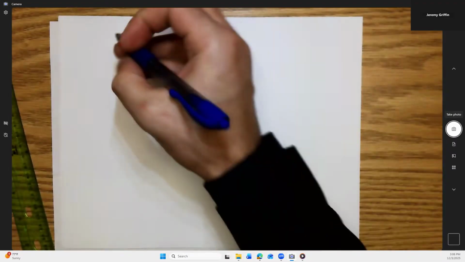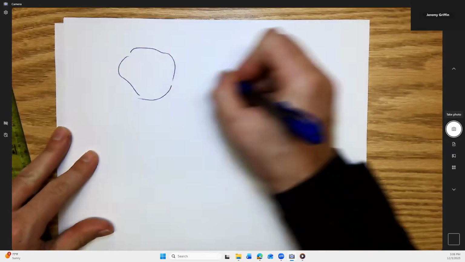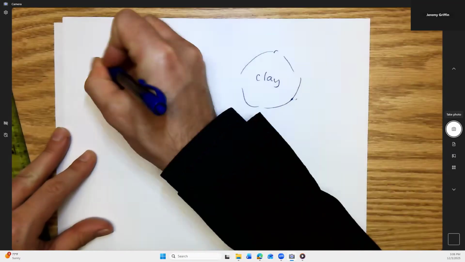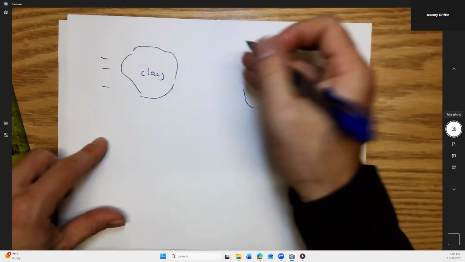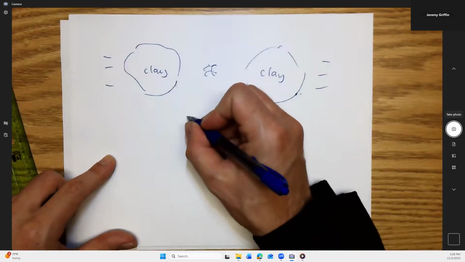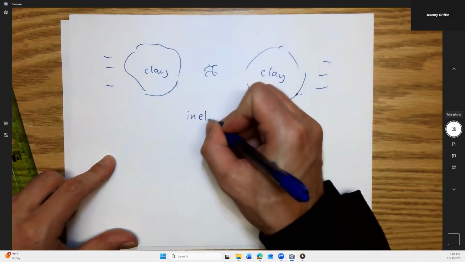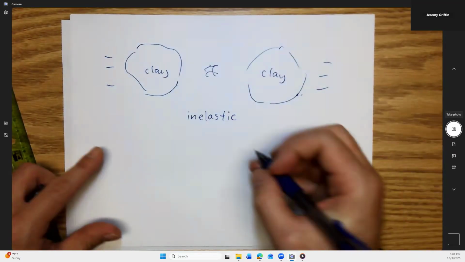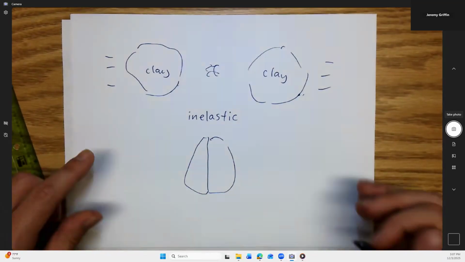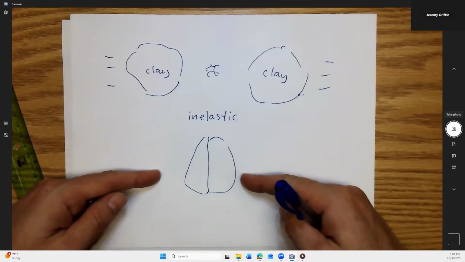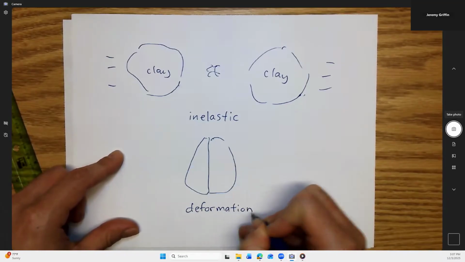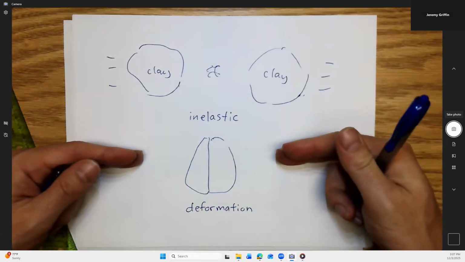So here's a counter example. What if I have balls of clay? What if I have this ball of clay and this ball of clay? I'll mark it clay, clay. And they're coming together. They collide. Guys, so these kind of stick together. And what kind of collision would this be called? Inelastic. Yeah. And you guys think that post collision, maybe the clay now looks something kind of like this? Did that change shape? Yeah. It definitely changed shape. Is that called deformation? Deformation. Is the total momentum still conserved in that collision?